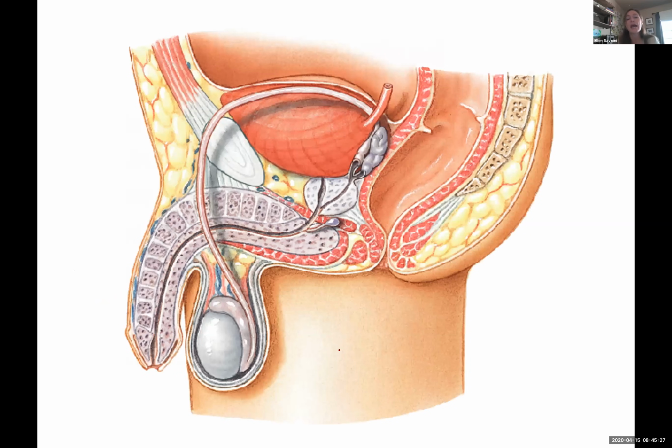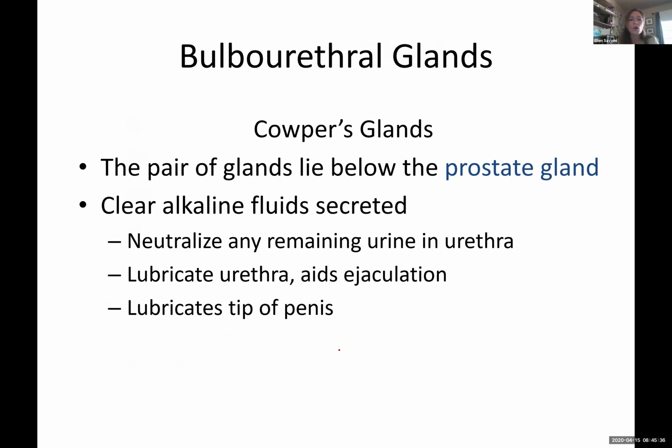So here's a recap. You should be comfortable labeling anything on here and describing what it does for your exam. The last of the glands, there are 3 glands. We talked about seminal vesicles and we talked about the prostate gland. Those two provide the majority of the fluid that's contributed to semen besides the sperm.